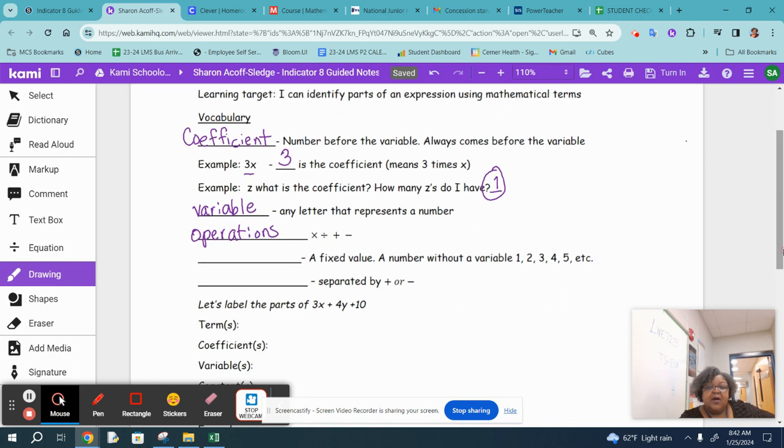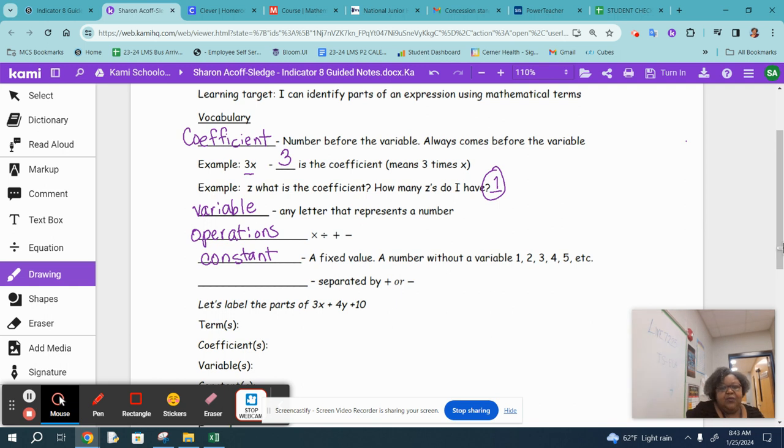I didn't go over this part enough. A constant. A constant is simply a number without a variable. That's it. 1, 2, 3, 4, 5. That's a constant. If you put a variable behind it, it becomes a coefficient. Clear as mud? Okay, so a number by itself is a what? Constant. If I put a variable behind it, that number becomes a coefficient, right? So think about join together. When you cooperate, you're working together.